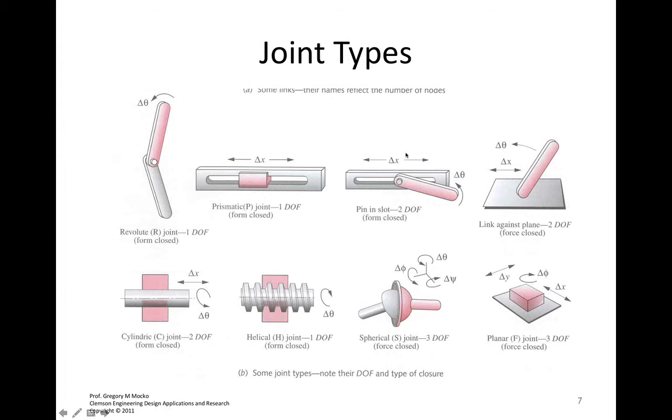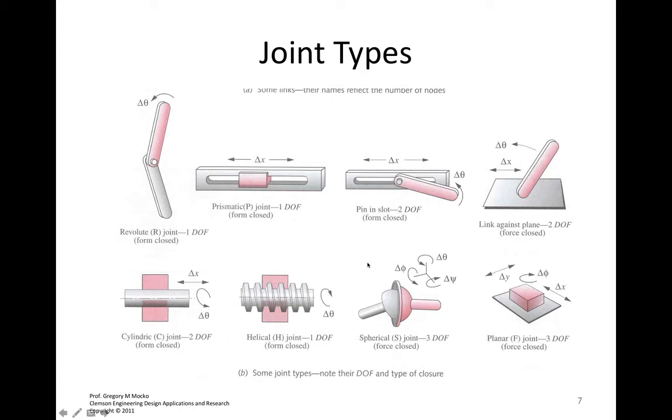We've got a pin and slot, so you can imagine that this pink link could slide left and right as well as rotate. So this is a 2 degree of freedom system. We've got a link pressed against a plate. If we assume that this pink link can only move to the left and right here, not in and out of the board, this also is a 2 degree of freedom system.